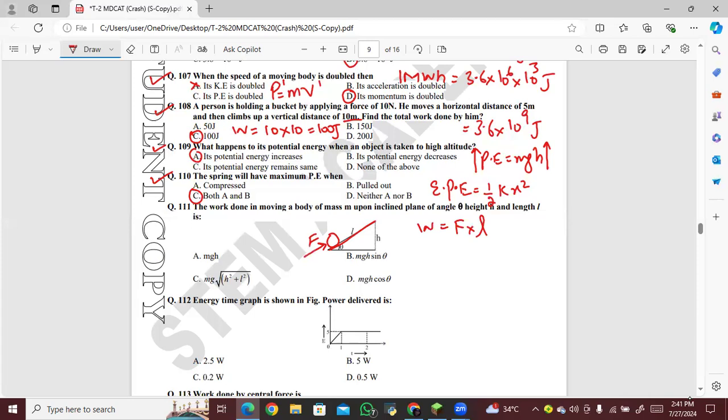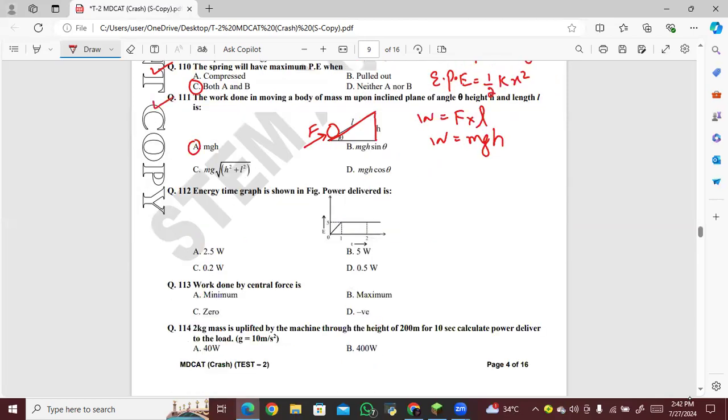So the examiner just wanted to ask the work done against gravity, that is mgh. So this is A. When this block is pushed upward, it gains height. So this height, so it is mgh.